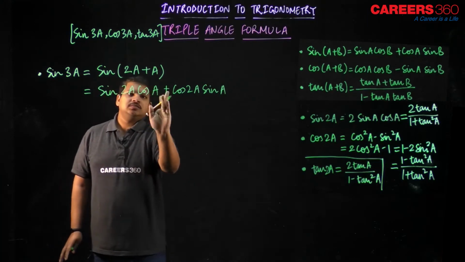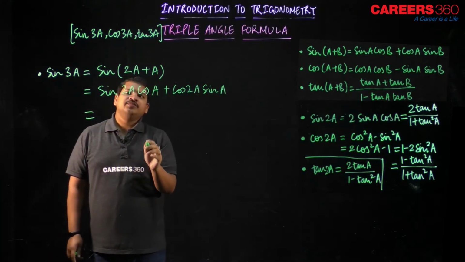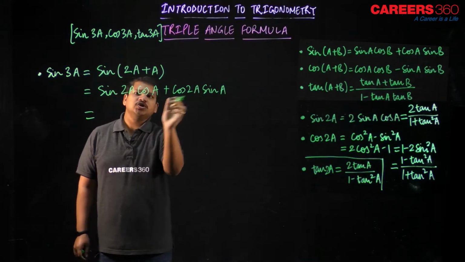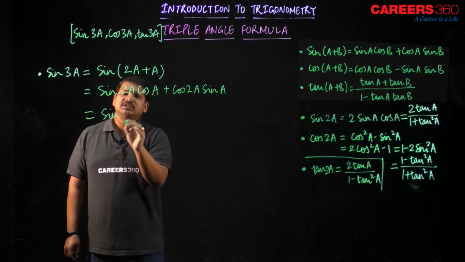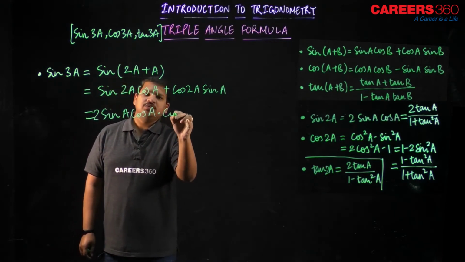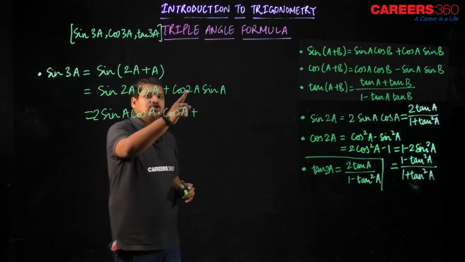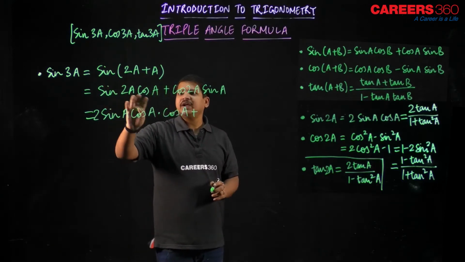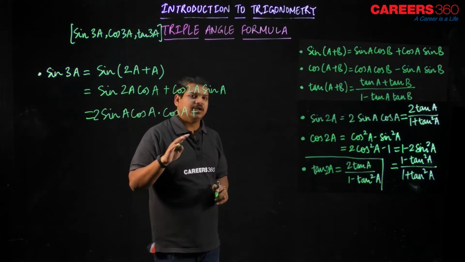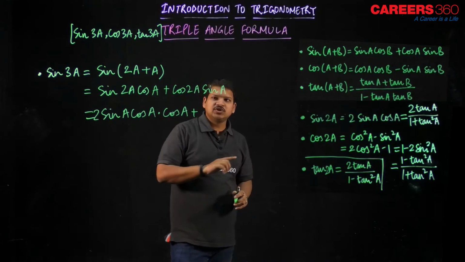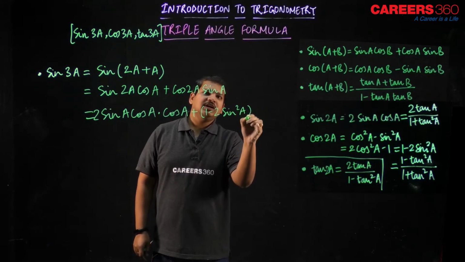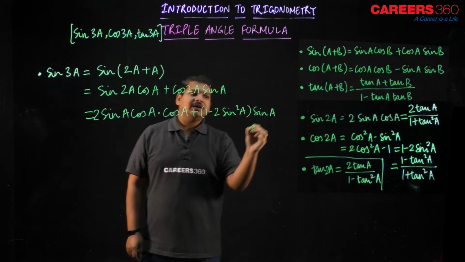Now from here I can expand this sin 2A as 2 sin A cos A into cos A, and then this cos 2A can be expanded as well. What we are trying to do is convert each one of these cosines into sine only, right? So we have cos 2A as 1 minus 2 sin square A. So let's put that as well, 1 minus 2 sin square A into sin A.